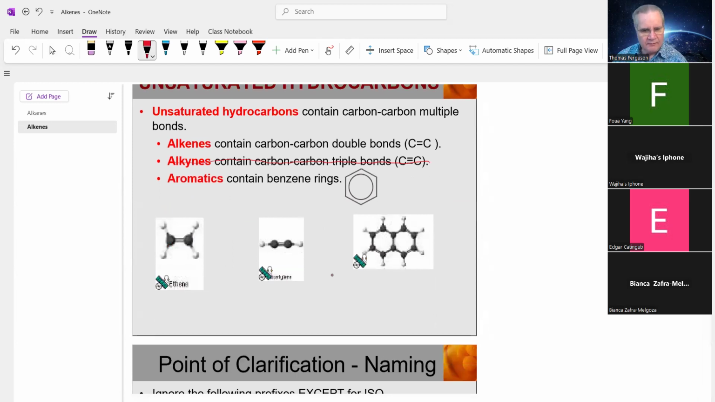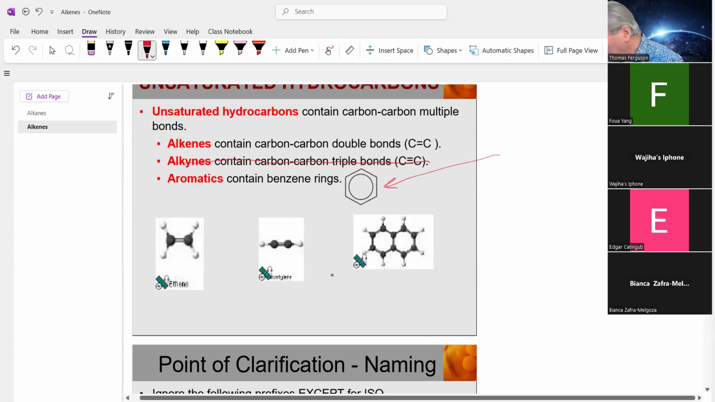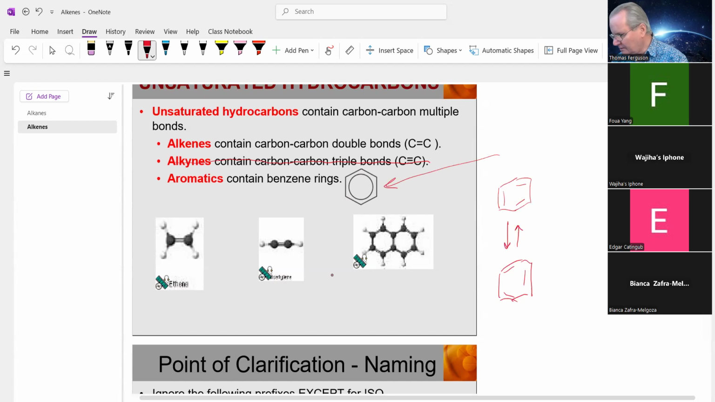Now, there's another class of unsaturated hydrocarbons called aromatics, and those contain the benzene ring. And the benzene ring looks like this. And it vibrates back and forth to this. The way they usually draw it is with a circle in the middle to indicate this back and forth movement of single to double bonds.